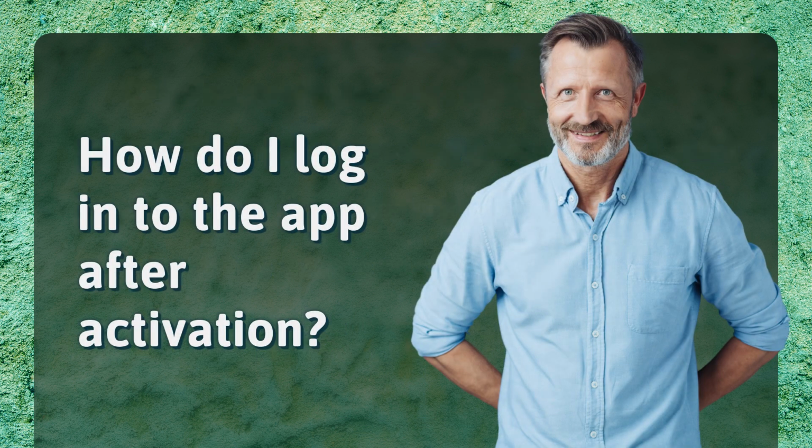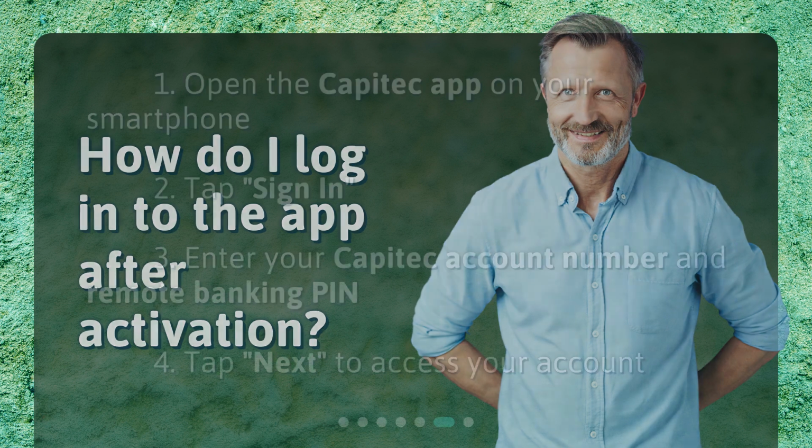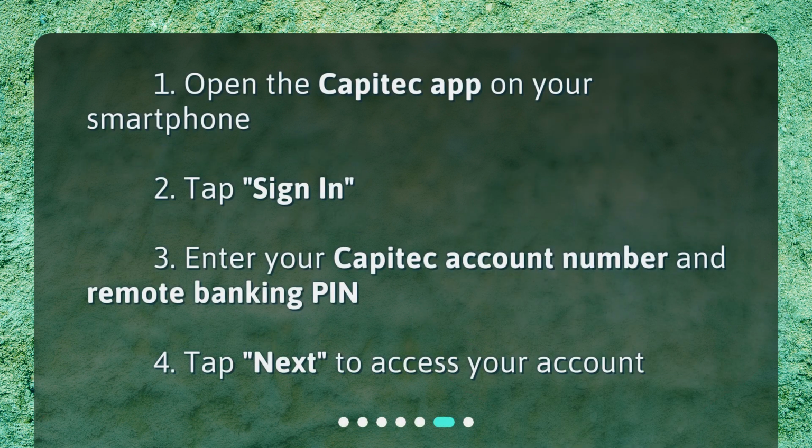How do I log into the app after activation? 1. Open the Capitec app on your smartphone. 2. Tap Sign In. 3. Enter your Capitec account number and remote banking PIN. 4. Tap Next to access your account.